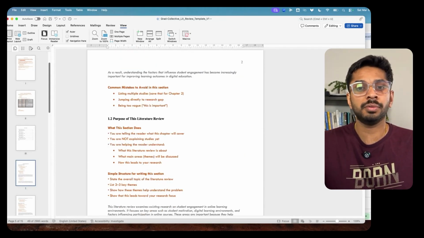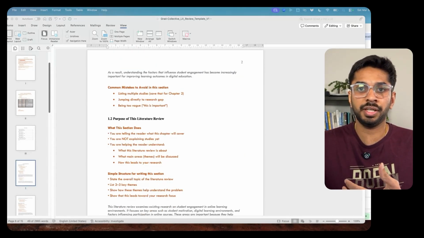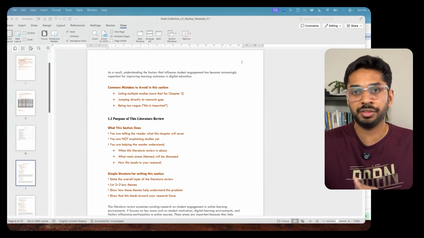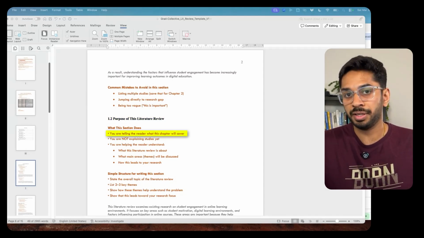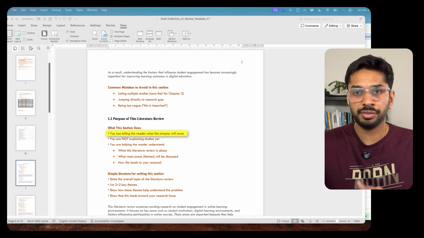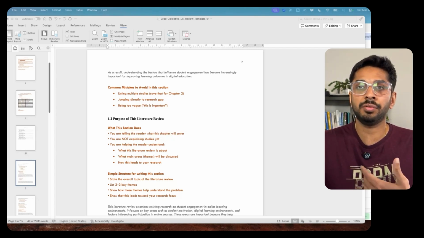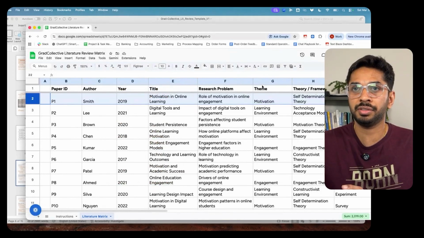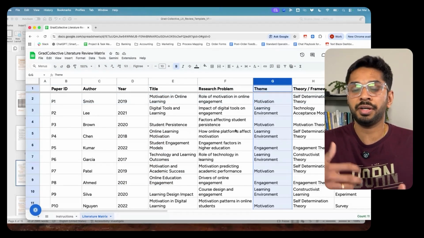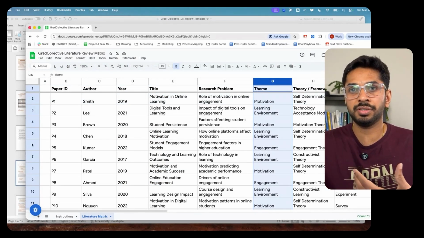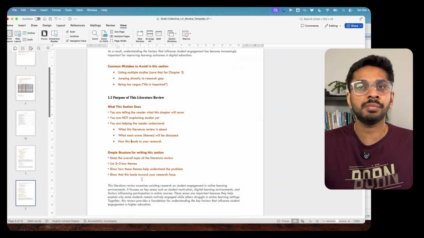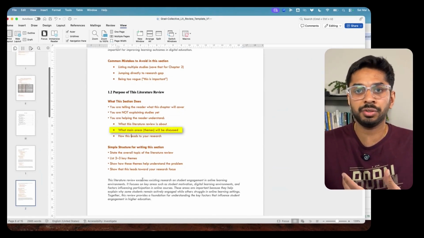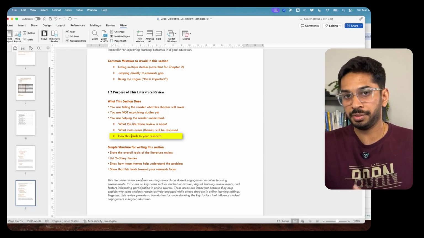After, you will move to your section number 2, which is the purpose of this literature review. This is even simpler. Here you're just telling the reader what this chapter will cover. Again, no detailed studies, just follow the structure. State the overall topic, mention 2 to 3 key themes that you have identified from your matrix. So just list those key themes in a few lines. That's it. Explain why these themes matter and show how this leads to your research, which is very important.